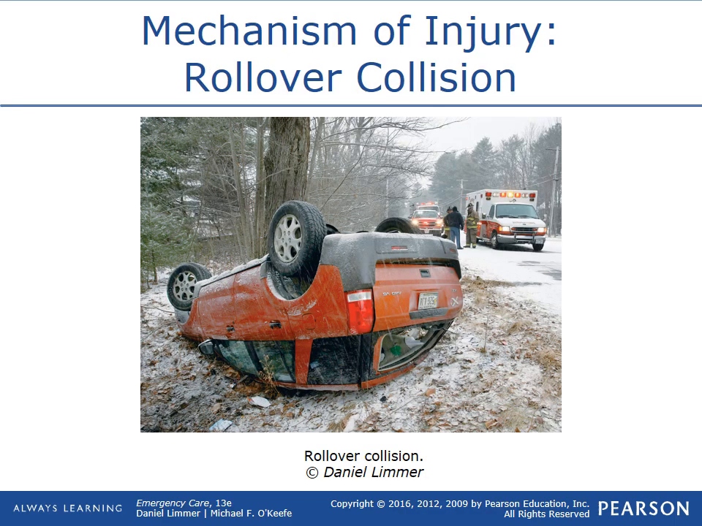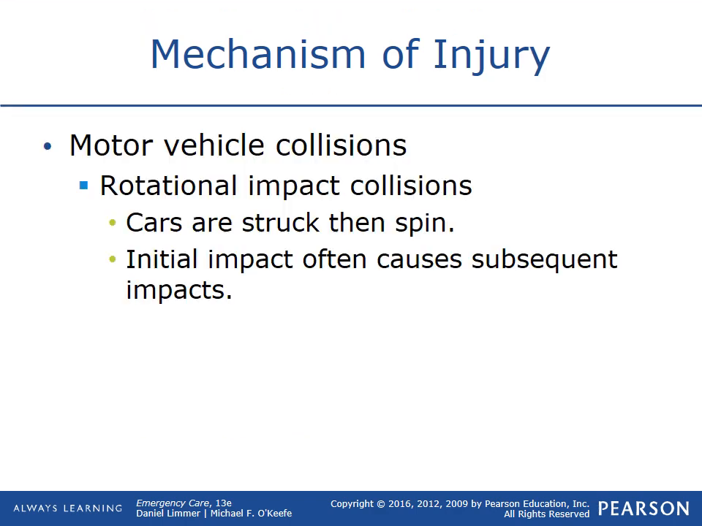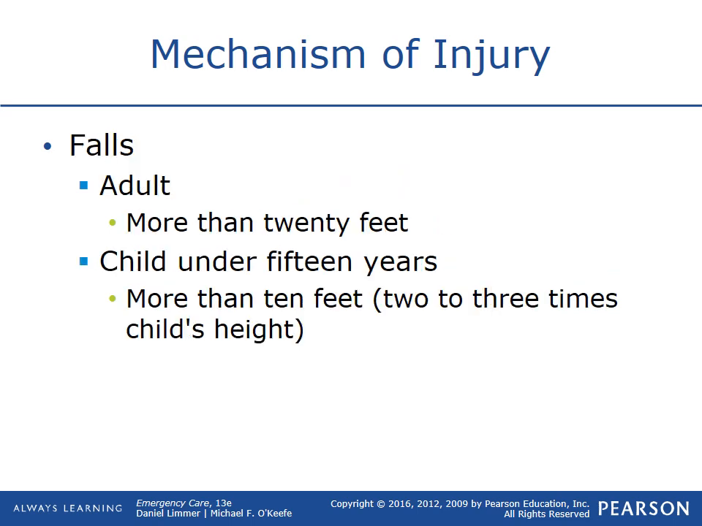A rollover. A lot of people carry a lot of stuff in their vehicles. Whatever's in the vehicle is going to get rolled around with it and hit the person that's inside. With rotational impact collisions, the cars are struck and then they spin around, and the initial impact often causes subsequent impacts, especially if it's in a pretty busy road traffic area.